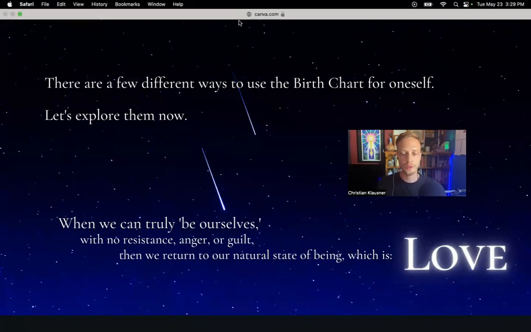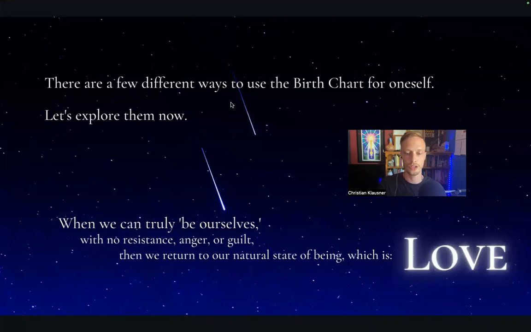All right, there's a few different ways you can use the birth chart for yourself, and we could explore them now. And just so you know, when we can truly be ourselves, which the birth chart helps us to see what that is, with no resistance, anger, or guilt, we can just be ourselves without any of that tension. We can return to our natural state of being, which is love. So our natural state of being is equilibrium. It's harmony. It's balance. What is unnatural is disharmony, war, anger, guilt, tension, all this stuff.